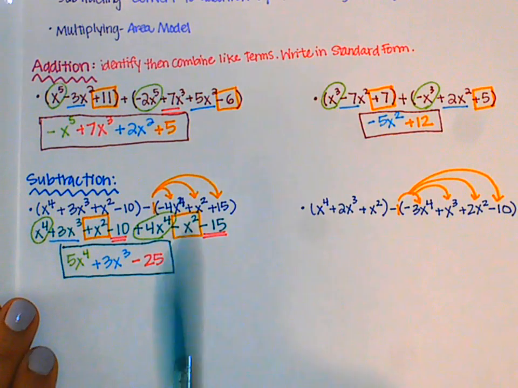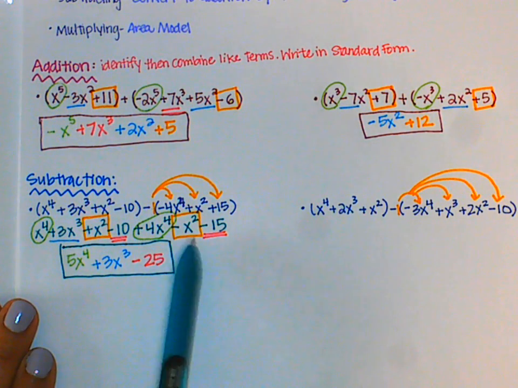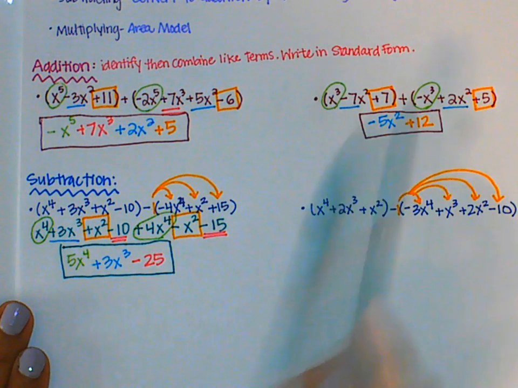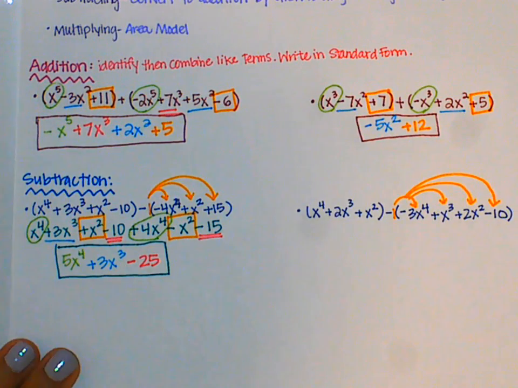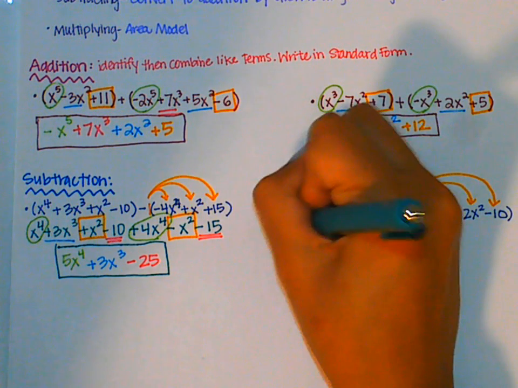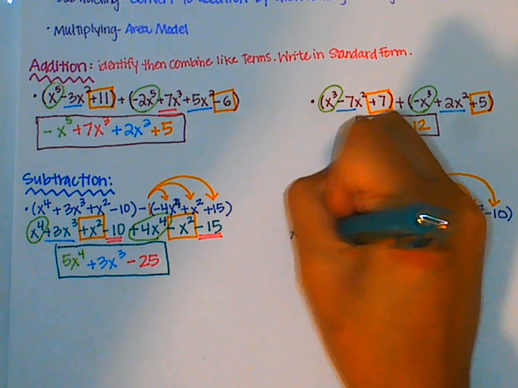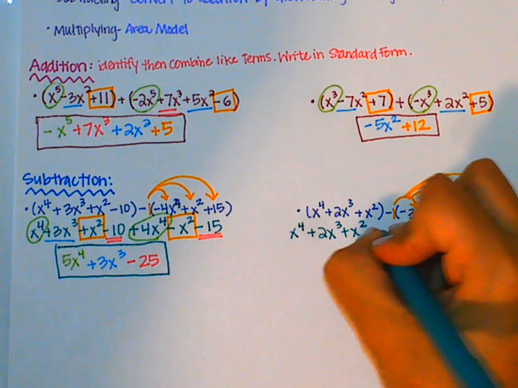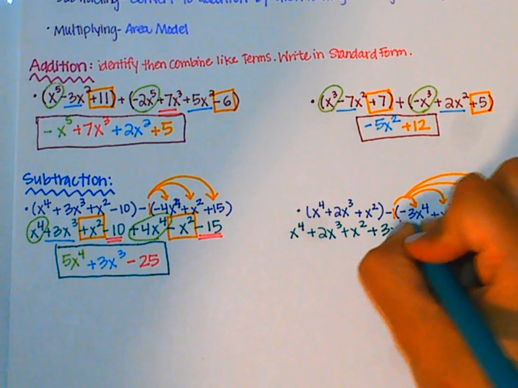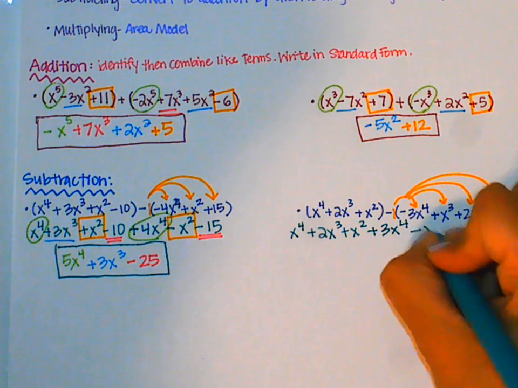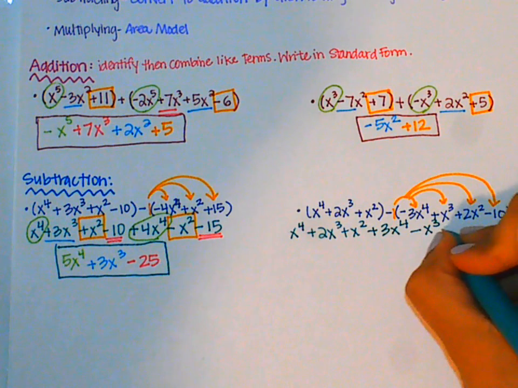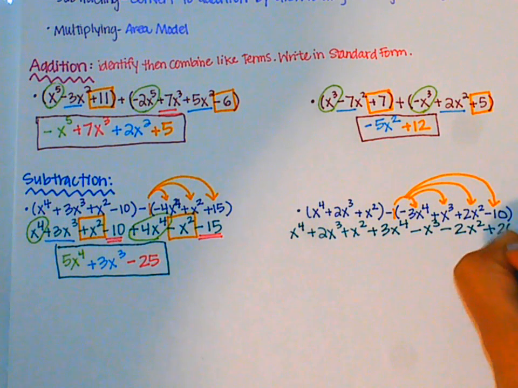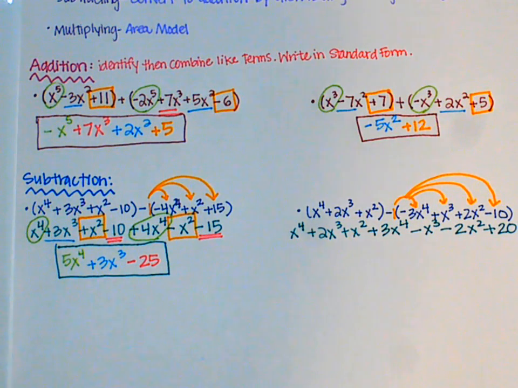So again, you want to distribute the negative sign, and then that turns into something just like we did up here in addition. You combine the like terms and write it in standard form. So with this one, I'm going to start off with writing the first part, which doesn't change. A negative and a negative will give me a positive 3x to the 4th. Negative and a positive will give me minus x cubed. Negative and a positive will give me a minus 2x squared. Negative and a negative will give me a positive 20. Okay.